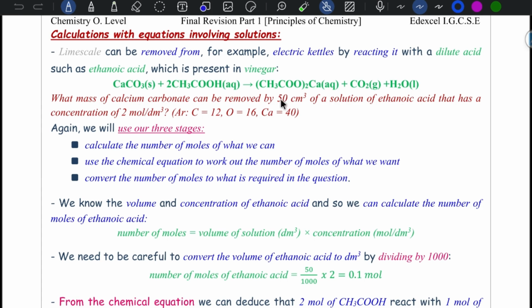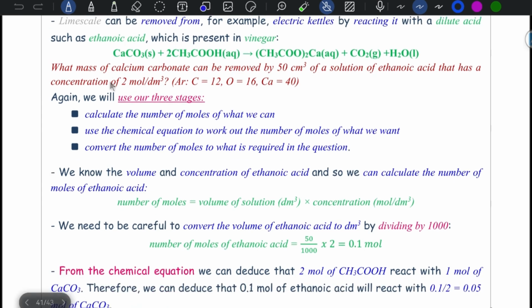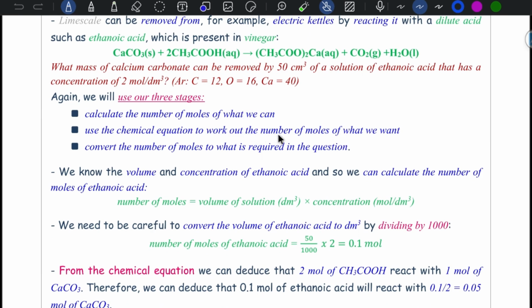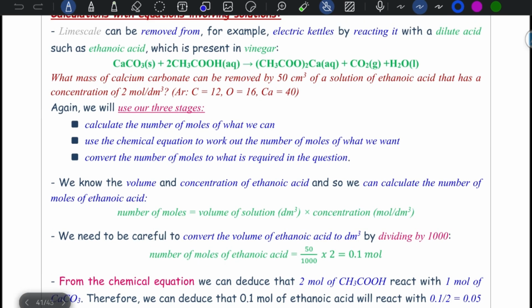Now you can just divide this over 1000 and multiply volume by concentration to get number of moles. Ratio 2 to 1. So you calculate number of moles of ethanoic acid, multiply 1 divided by 2. Now you have number of moles of calcium carbonate. Multiply by its MR, you will get the mass. So calculate number of moles of what we can, then use the chemical equation to work out number of moles of what we want, then convert number of moles to what is required in the question.